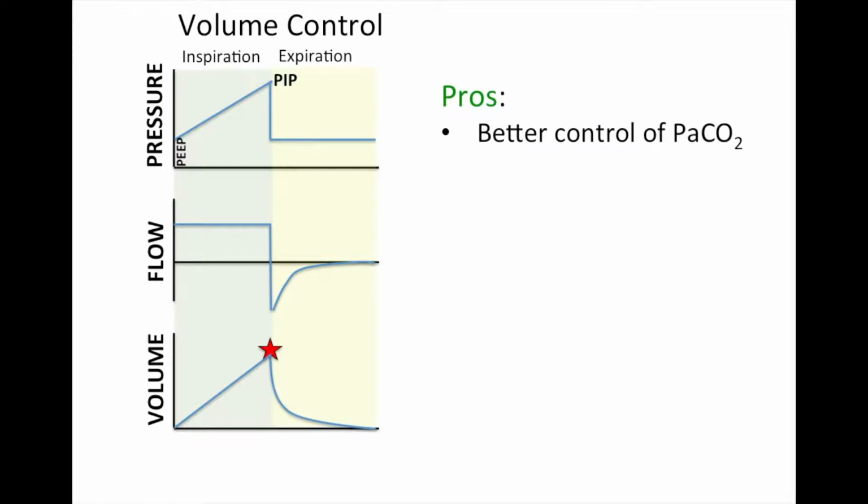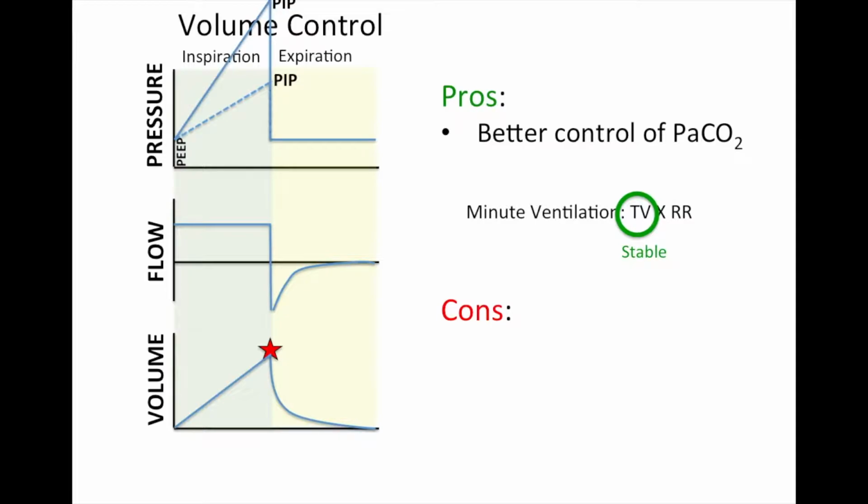One of the major pros of volume control is that we have better control of PaCO2. If we look back to our minute ventilation equation, we see that with set tidal volumes that we are sure to reach at every breath, ventilation, which is expelling CO2, will also be well controlled. The cons of volume control are that because we must get a certain amount of tidal volume into the lungs with each breath, the PIPs can get dangerously high if there is low compliance or too much airway resistance, and high pressures can cause barotrauma.